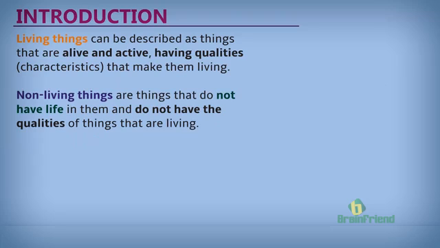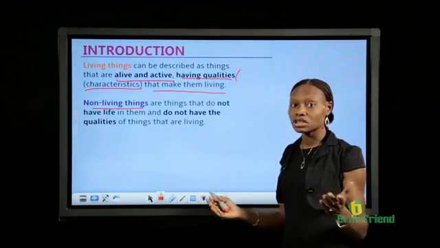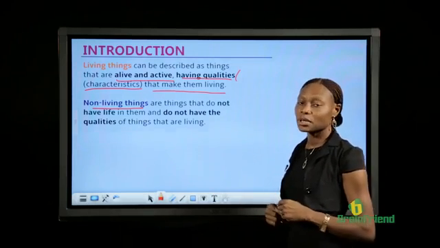What are living things? Living things can be described as things that are alive, things that are active. But that doesn't end the description of living things. They should also have qualities that make them living. By qualities, we mean characteristics that make them living. Non-living things, on the other hand, are things that do not have life. They also do not show these characteristics we're going to be learning about.